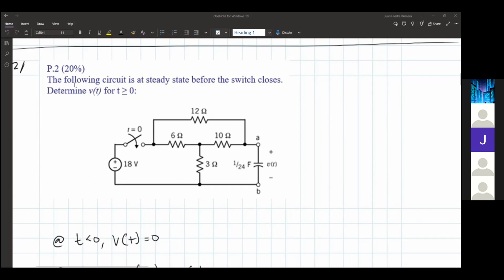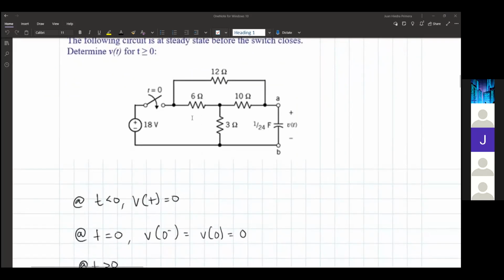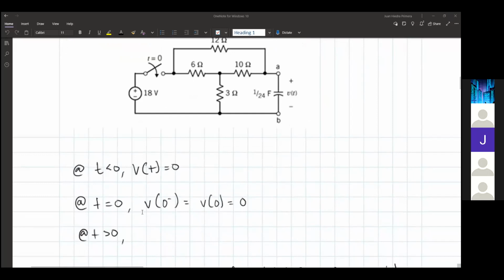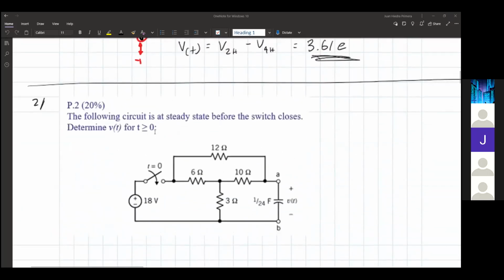All right, so moving on to the next question. The circuit's steady state before the closure, determine it after for t greater than or equal to 0. Determine the voltage across this capacitor. So at t less than 0, we can see that this is open, so there's no source. This is pretty clearly at voltage equals 0, because if it had any voltage before that, it would have discharged on its own and reached 0 voltage. At t equals 0, V before 0 is the same as V at 0, which is 0. So we already have the t equals 0 portion of this done.